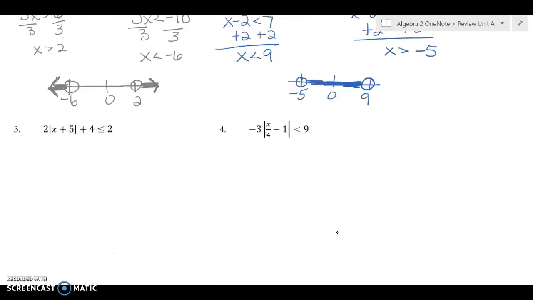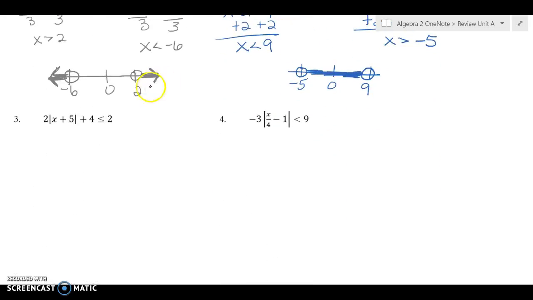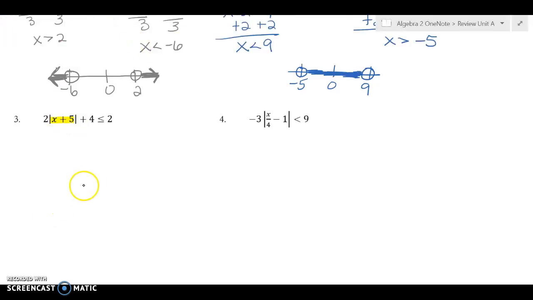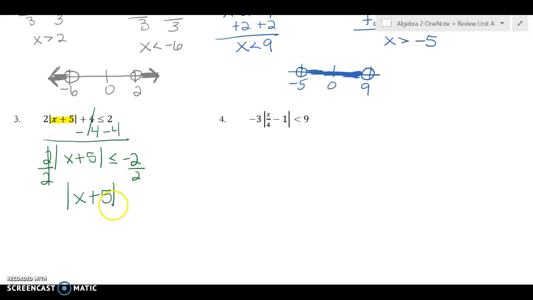All right, for number 3. Let's look what we have to do first. Again, you look to see what's not alone, and the absolute value has stuff with it. So the first thing I'm going to do is get rid of this plus 4 by minusing 4. Remember, you always add or subtract first before dividing or multiplying, majority of the time. And now I'm going to divide by 2. And so I get the absolute value of x plus 5 is less than negative 1.